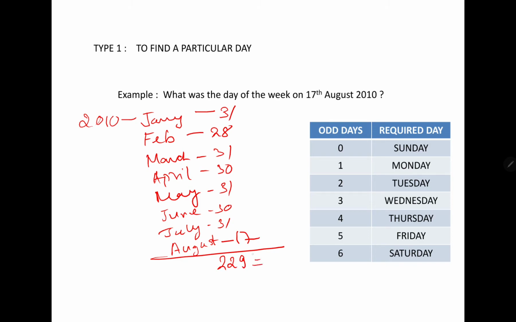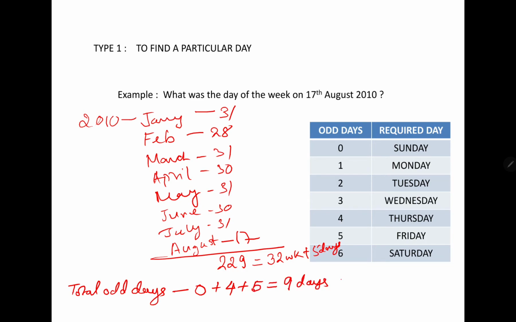229 days, divided by 7, we get 32 weeks and 5 days. So total odd days: till 2000 we have 0, up to 2009 it's 4, then for 2010 we have 5. So it will be 9 days. 9 days we can write as 1 week plus 2 days. Now for 2 we can see from the chart, it is Tuesday. So the answer will be Tuesday.